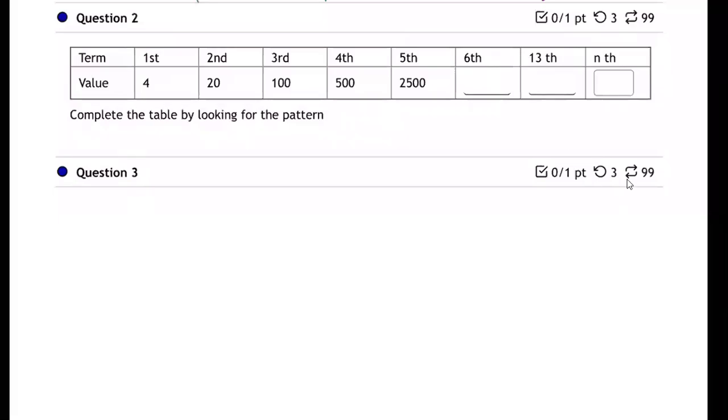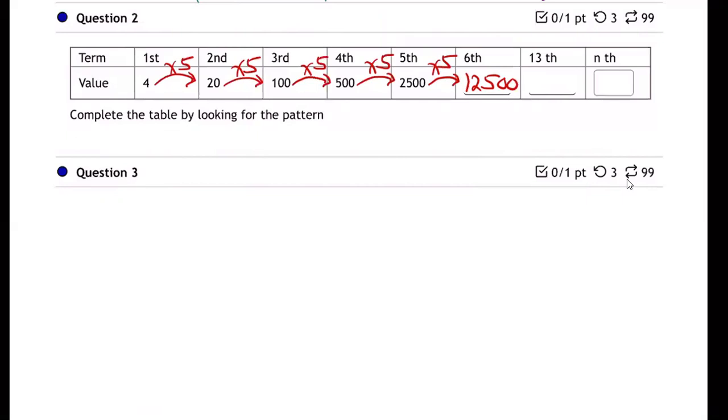Okay, so here we go on this one. We can see what's happening from term to term. This time, they're multiplying by 5, notice. Multiplying by 5. So they're not adding 5 or some other number. They're multiplying by 5, right? So we'll do that here. Multiply by 5. This would be 1,2500. And now they want us to jump to the 13th term and then finally to the nth term.